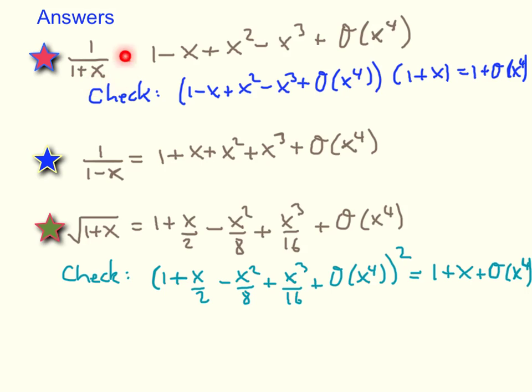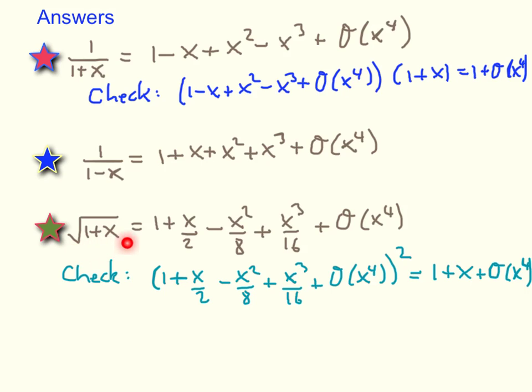If we have this expansion for 1 over 1 plus x, then we can immediately simply replace x here everywhere by minus x, and that gives us this expansion for the Maclaurin expansion of 1 over 1 minus x.